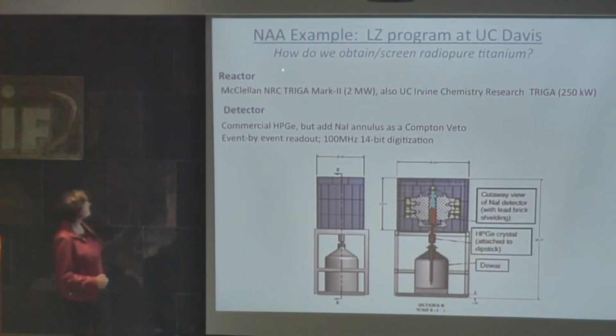The LZ program at UC Davis used NAA to screen their radio pure titanium. They wanted to get really good titanium for LZ, and they used the McClellan Mark II, and they did their radiochemistry at UC Irvine, and they also used the TRIGA at Irvine. So there's a number of different places that you can get the reactor, and it comes back to your institution. And they used a commercial high purity germanium detector, no need for it to be really sensitive, but they did put a Compton veto on it.